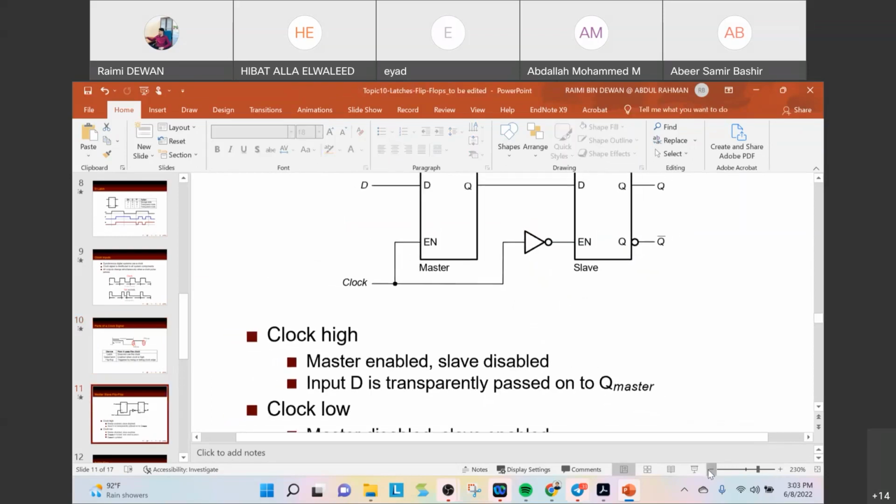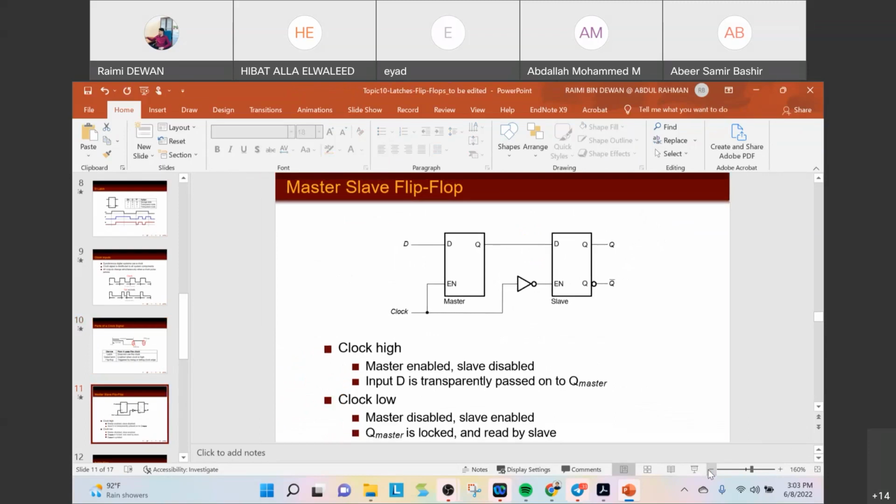So here is the master-slave flip-flop. This is your master and this is your slave, and the enable operation is different. If this is activated during this time, this will be deactivated, and if this is activated, this will be deactivated. So you can see this is a positive edge trigger and this one is a negative edge trigger. You can see based on the node, you have the node inverter function.